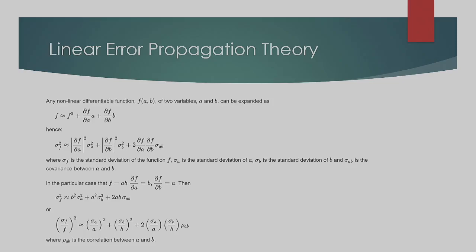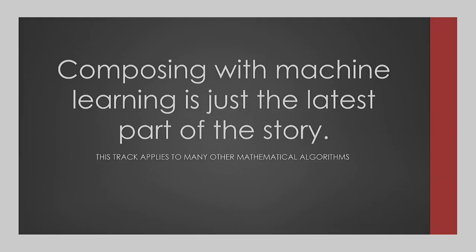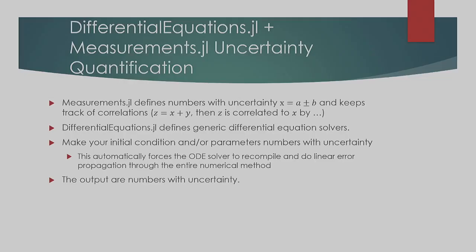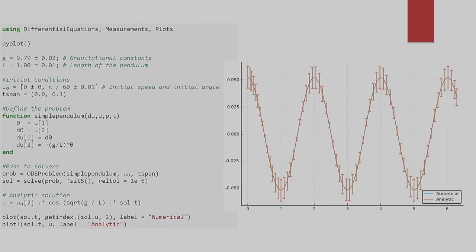Now you just say, I'm going to recompile my whole program automatically to do this arithmetic, because the value that you put in was a measurement value. Then every single step of the program will do this, and the output will be something with error bars, even though it didn't have to do any sampling or anything. Does it actually work?